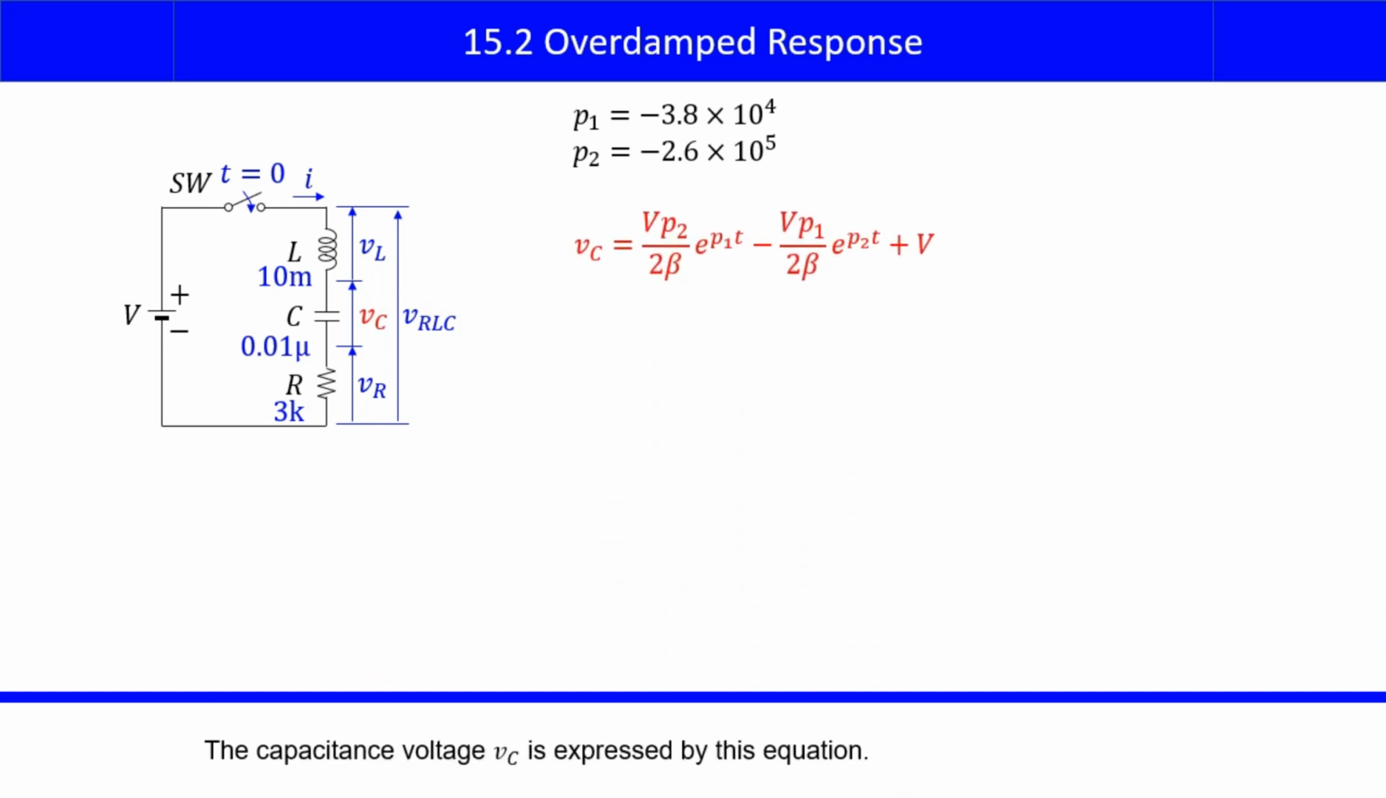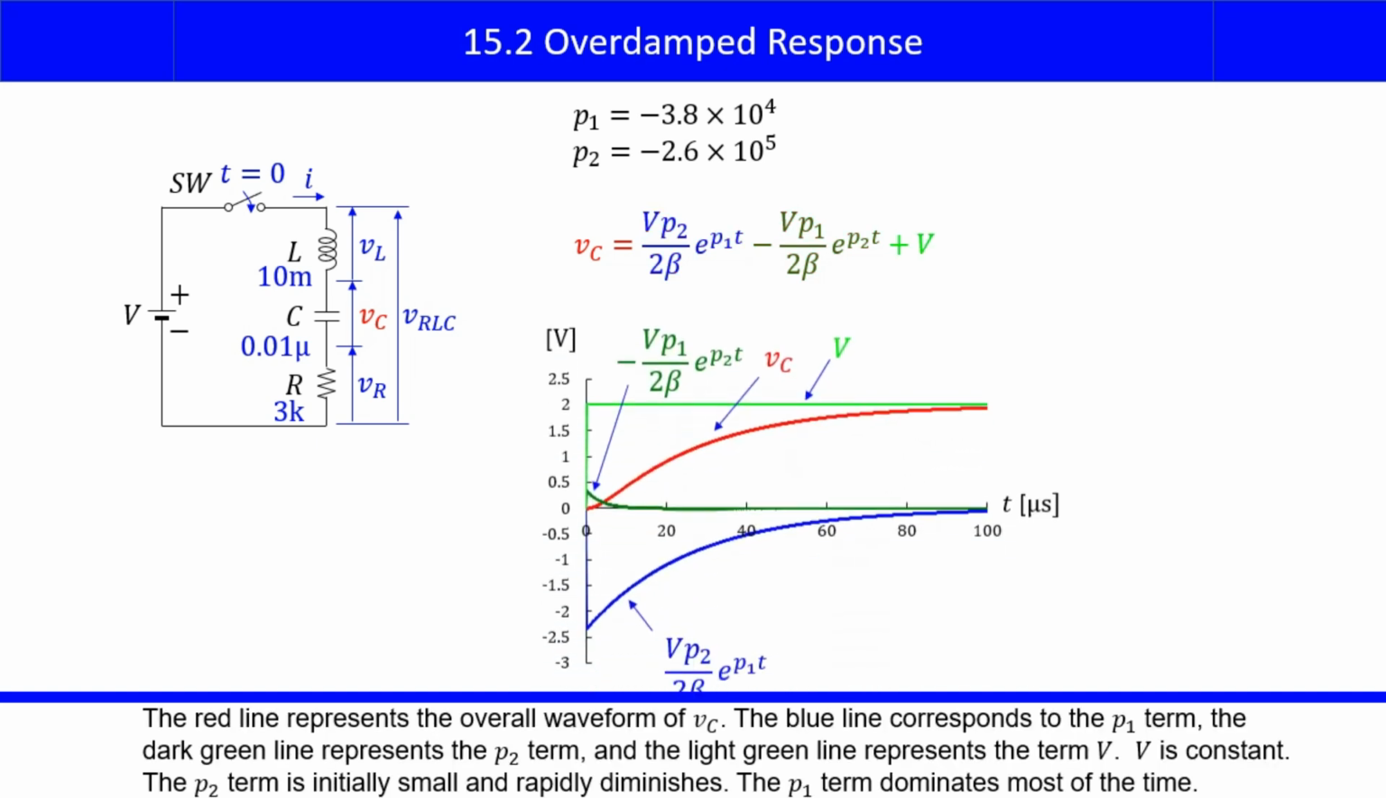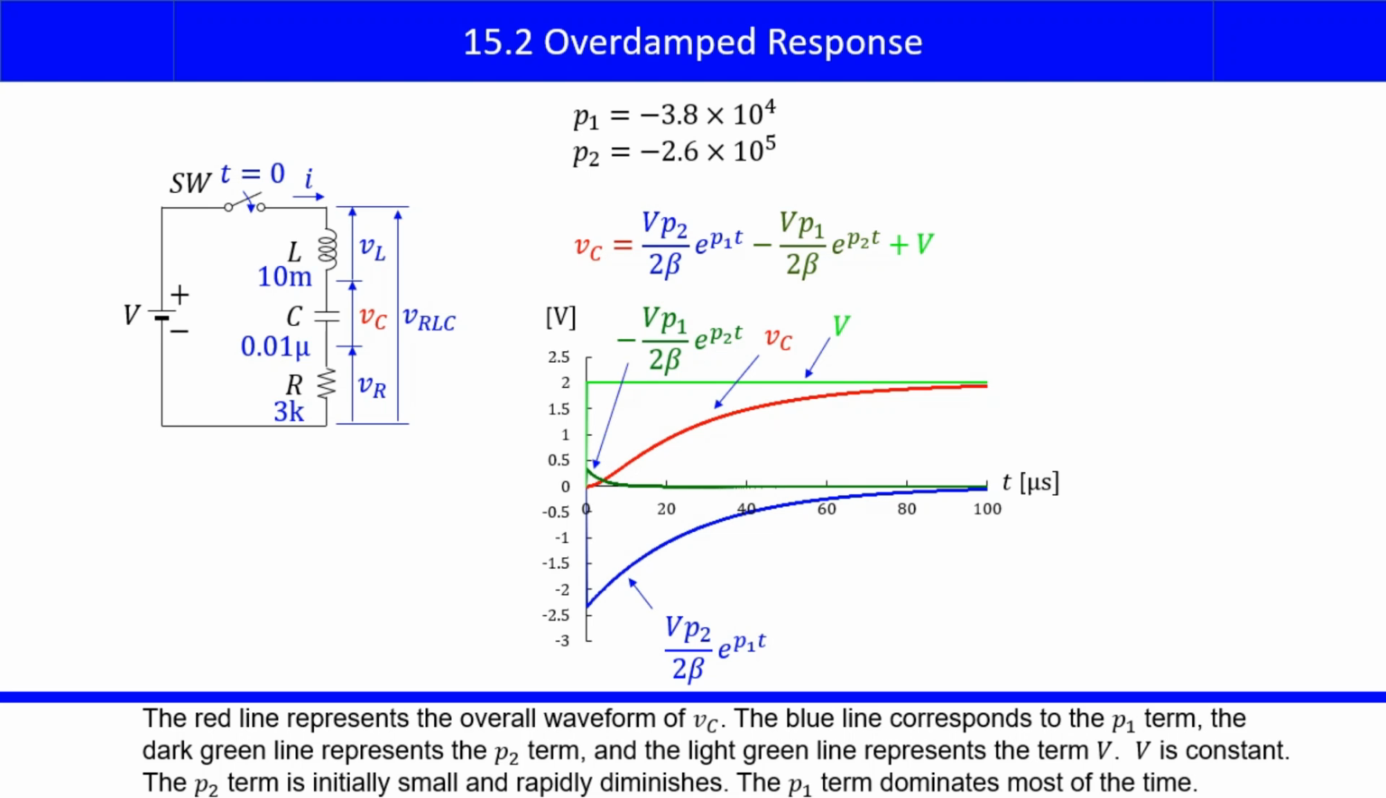The capacitance voltage VC is expressed by this equation. The red line represents the overall waveform of VC. The blue line corresponds to the P1 term, the dark green line represents the P2 term, and the light green line represents the term V. V is constant. The P2 term is initially small and rapidly diminishes. The P1 term dominates most of the time.